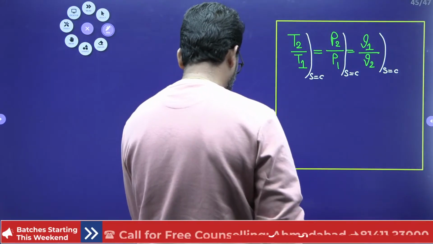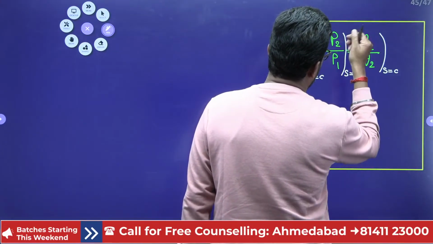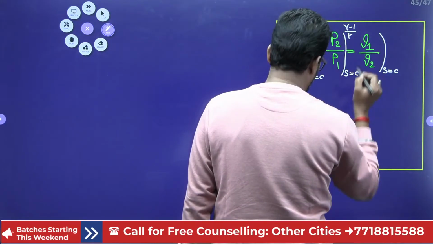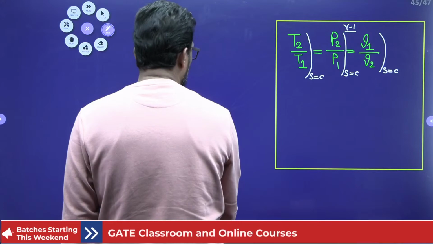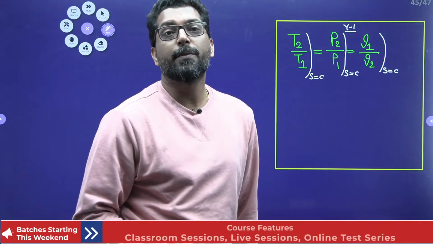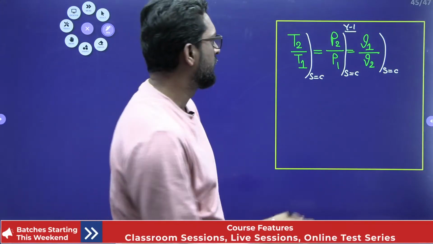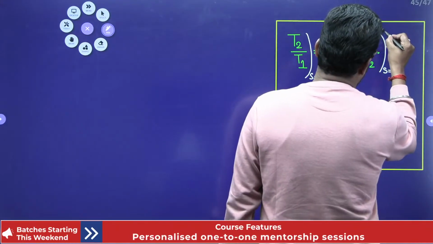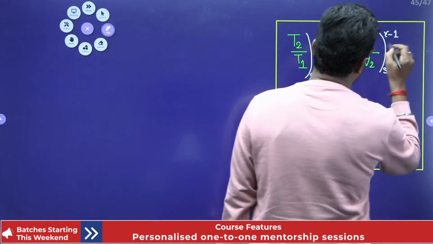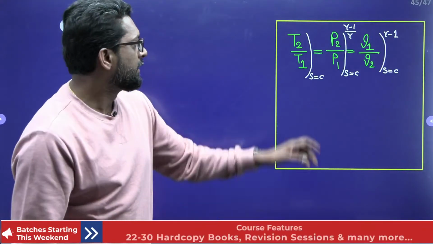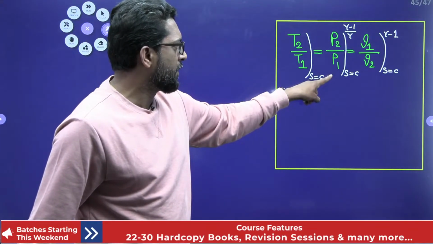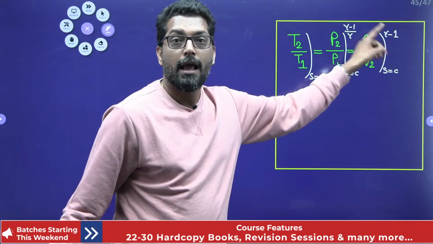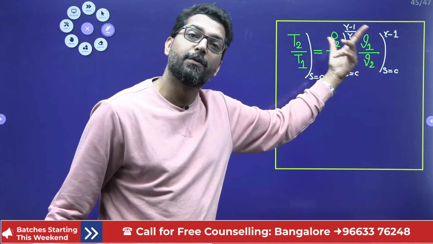If you write the relation, it is gamma minus 1 upon gamma. You can write K also, not gamma, because K is the adiabatic index, so gamma is also the adiabatic index. Here you can write gamma minus 1. Always remember this. That means T2 by T1 equals P2 by P1 to the power gamma minus 1 upon gamma, equals V1 by V2 to the power gamma minus 1. You can solve many previous year GATE questions with this.